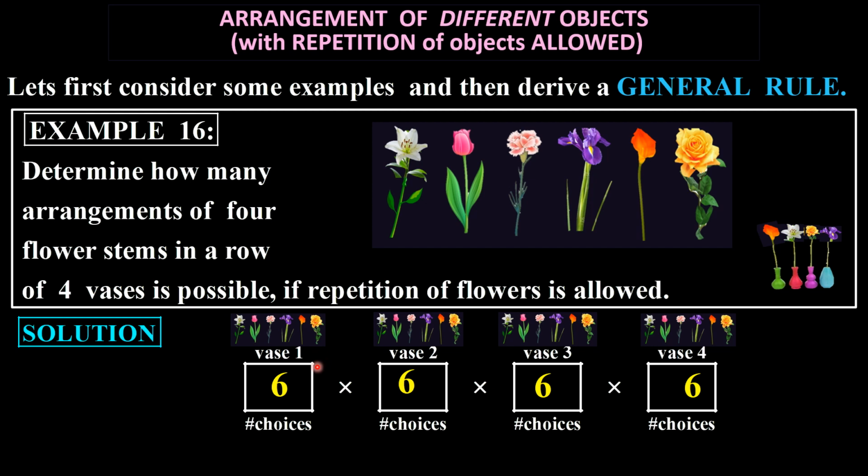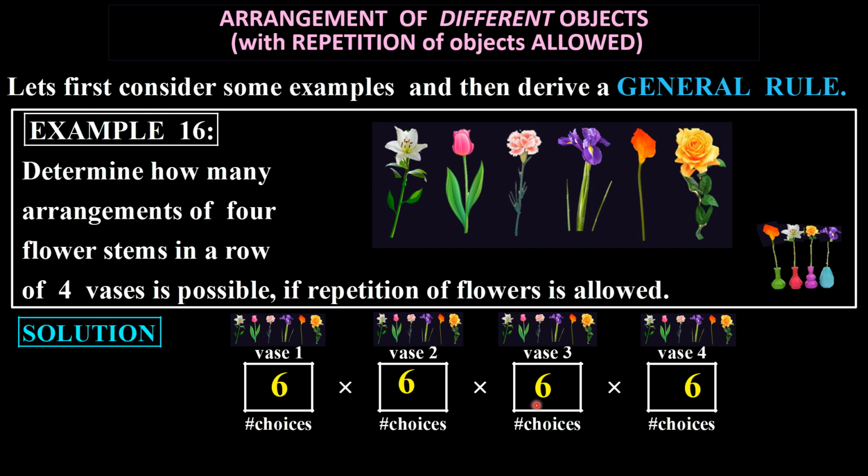But what it means here is I can have a tulip here, and then another tulip, and another tulip, and another tulip. I can have 4 identical flowers there, right? Or I can have a rose and a rose and a rose and a rose. Or I can even have an iris and a rose and a rose. So repetition is allowed here.